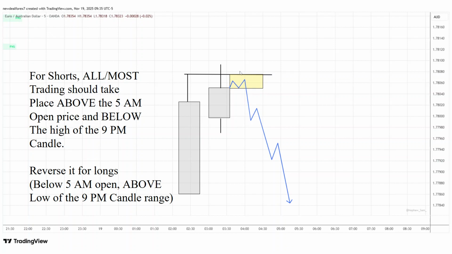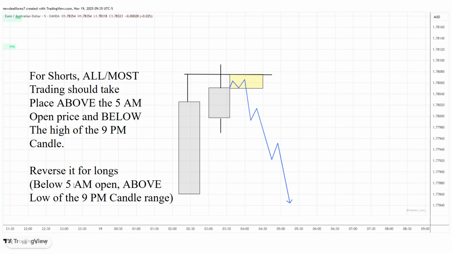Stop loss can go above the range of 9 p.m., or you can do it above the 1 a.m. candle as well. I'm having trouble switching between a.m. and p.m., so forgive me if I misspeak. But it's always going to be 9 and 1, okay? And then obviously, if you're long, just reverse it.